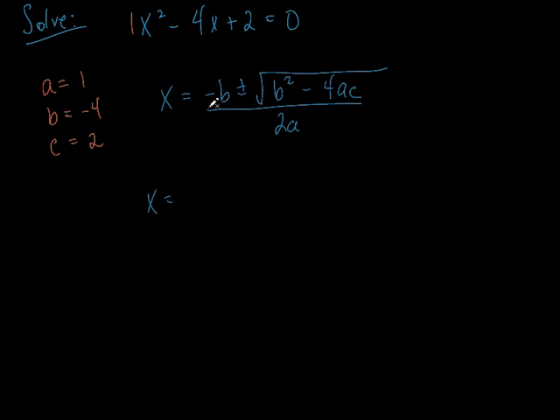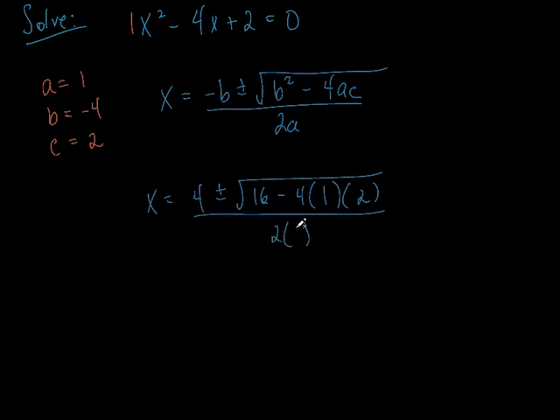So x equals negative b, the opposite of b. Well, b is negative 4, so the opposite of negative 4 is positive 4. Got it? Plus or minus square root b squared. Let's do that in our head. Negative 4 squared is what? 16. It's not negative 16, is it? Because it's negative 4 times negative 4. Negative times negative is positive 16. Minus 4. Watch what I do. I always do this. That's for the a, and that's for the c. So what is the a? It's 1. What is the c? It's 2. And that whole thing is over 2 times a, or 2 times 1.